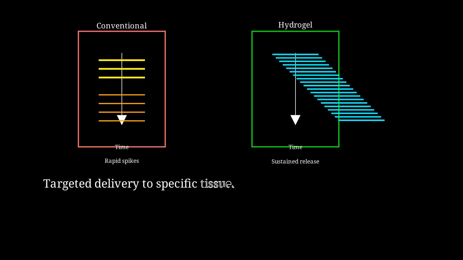By functionalizing the surface with targeting ligands like antibodies or peptides, we can achieve site-specific delivery. The particles accumulate preferentially at the target tissue, reducing systemic side effects.